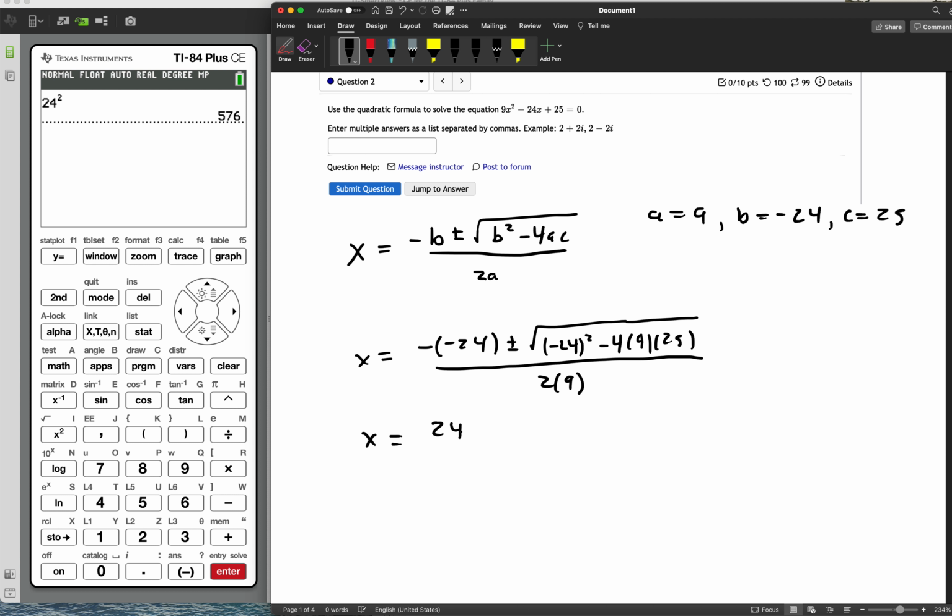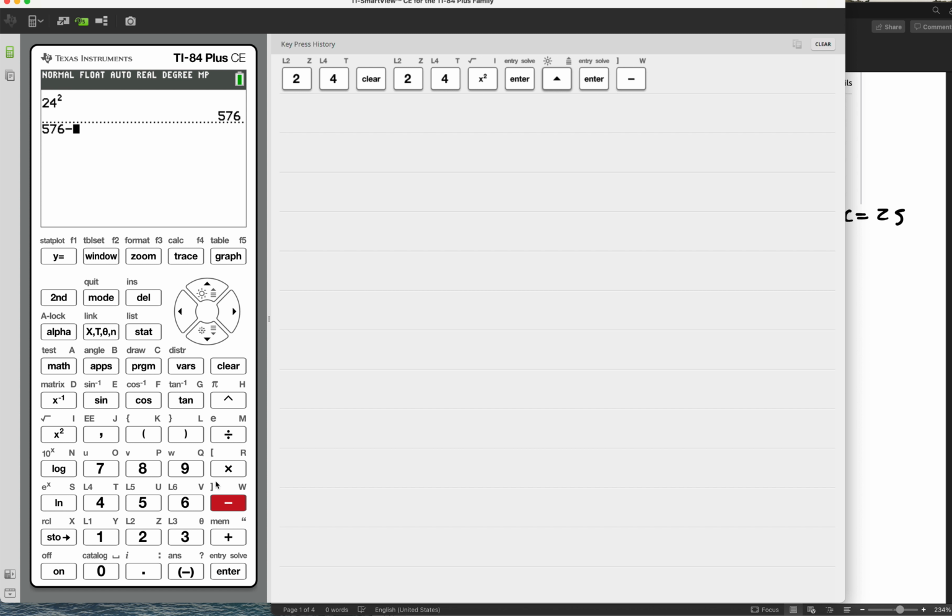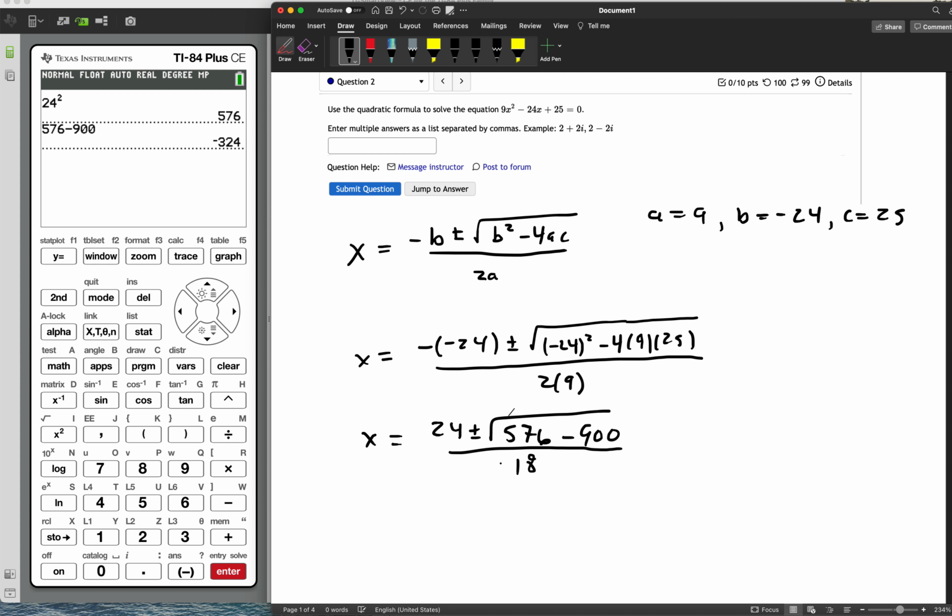It's 24, plus or minus 576 minus 900 over 18. Just do that computation real quick. 576 minus 900 is negative 324. So we got 24 plus or minus square root of negative 324 over 18. Of course, we have a negative square root here, so that's going to pop out to be an I.